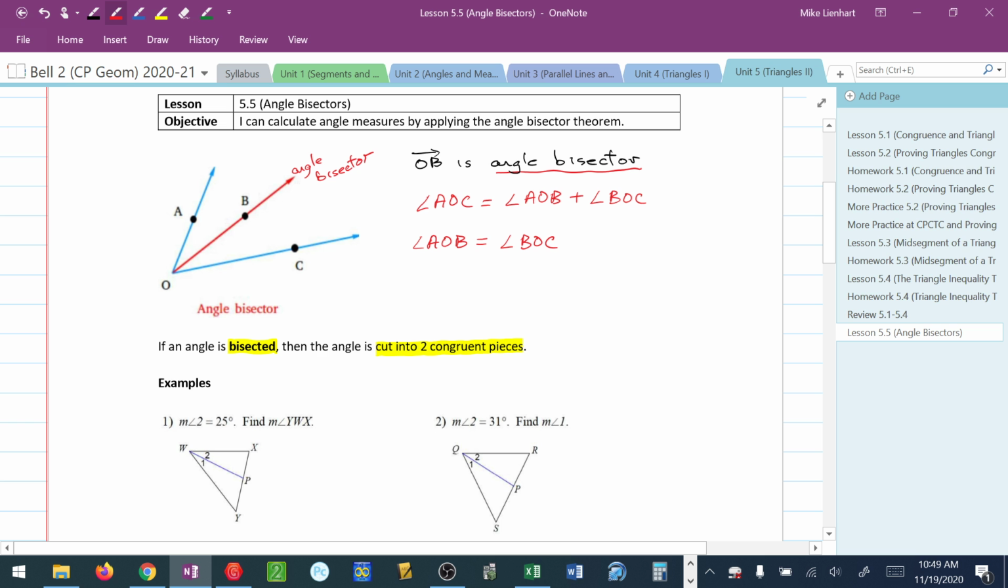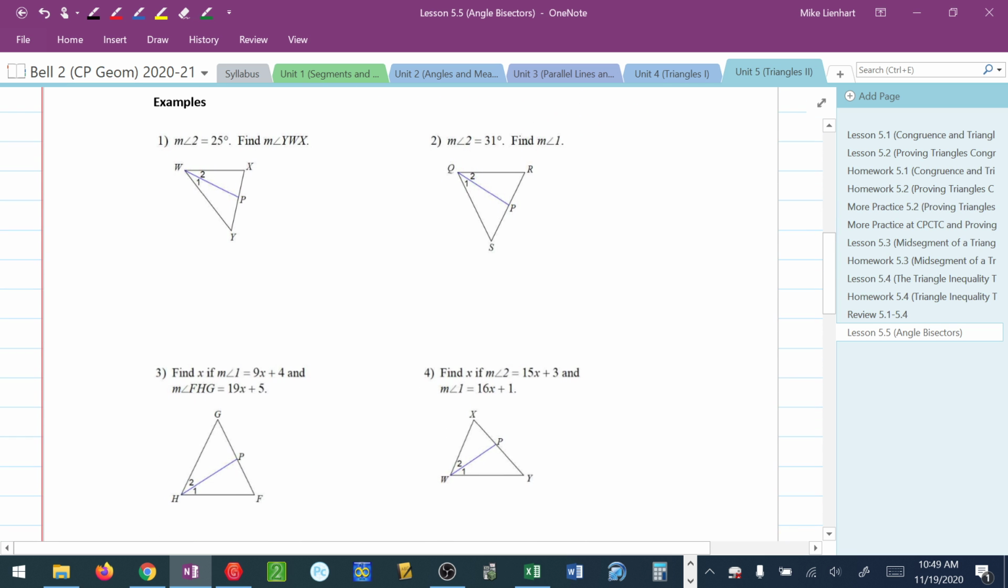So let's look at some problems, see how this stuff works out. It's real important in these examples that we pay attention to the details they give us and what they ask us to find. All of these blue lines in the pictures are angle bisectors. That would have been a given part of each one of these examples. In this problem, they tell me that angle 2 is 25 degrees. Angle 2 is one of the small pieces, so because angle 2 is 25, I know that angle 1 also has to be 25.